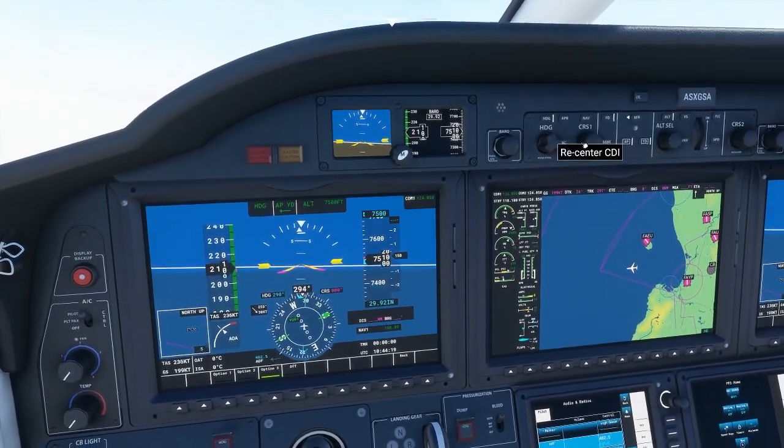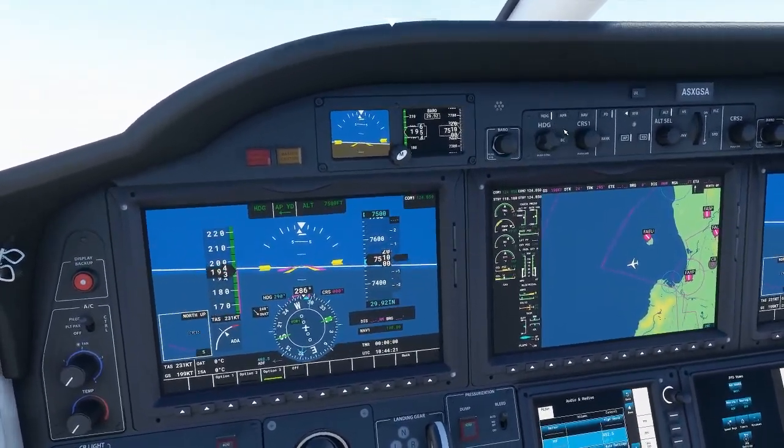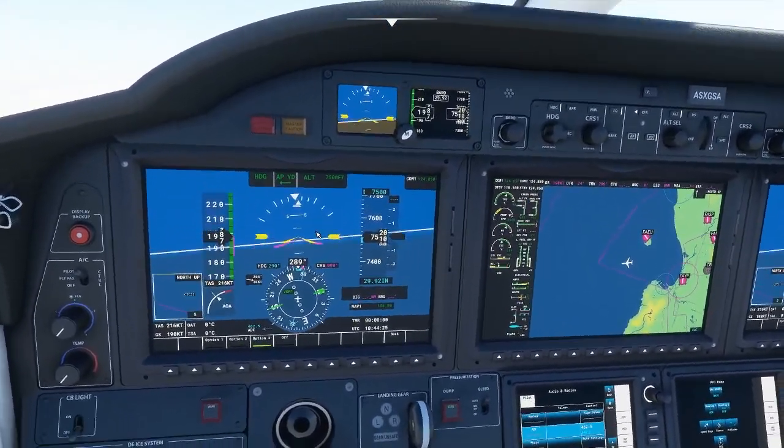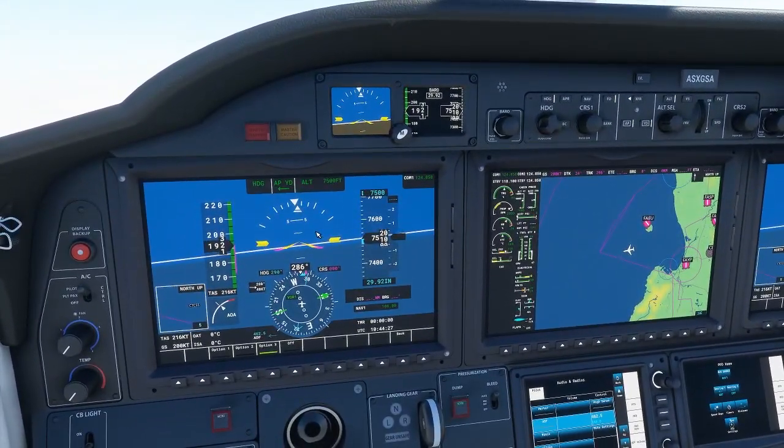So that's finished with the NDBs there. And the next thing we're going to look at is an ILS approach. And we're actually going to use the NDB to get onto the ILS.